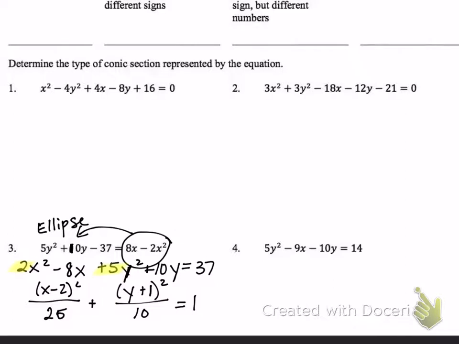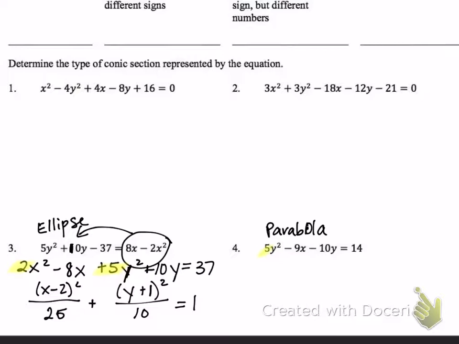The y's are in different places, but everything is on the left side. So I'm going to go ahead and look at A and C. Do I have an x squared value? No, I do not. Since I only have a y squared, that would mean that this is a what? A parabola.